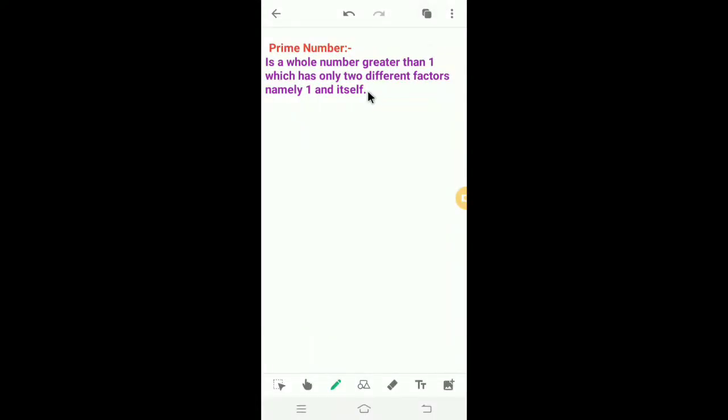Dear students, in the last class we learnt test of divisibility. Today we will learn definition of prime number, multiple, factor and prime factor and composite number. So first we will learn definition of prime number.